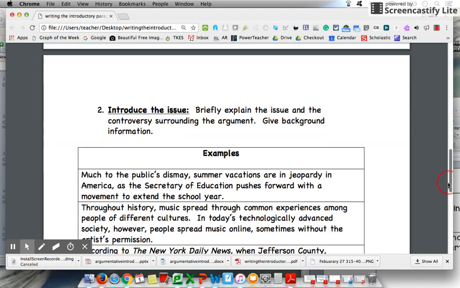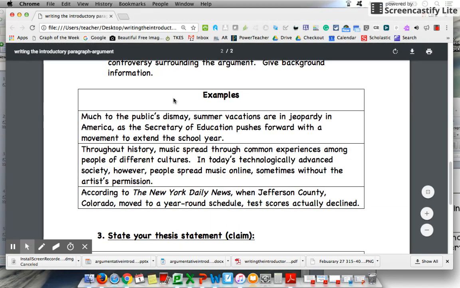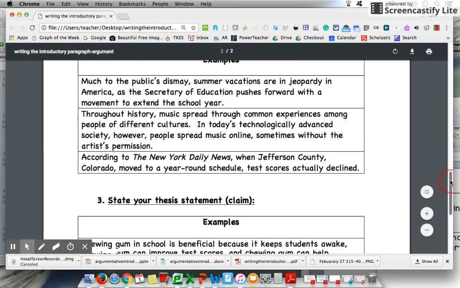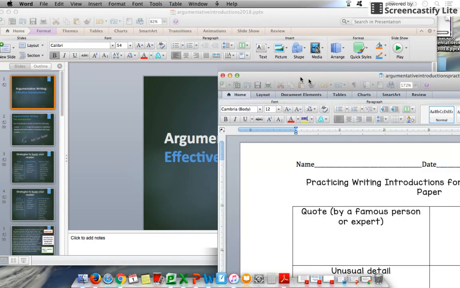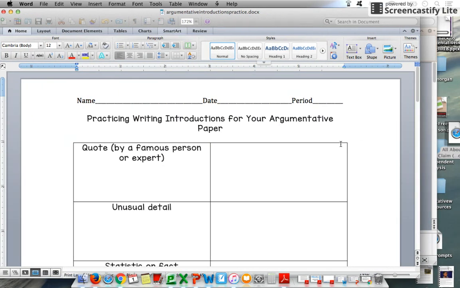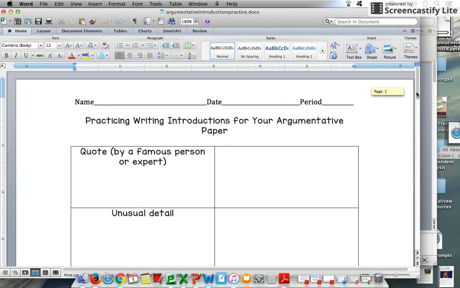Then finally, you're going to introduce the issue. That's the middle paragraph. And here's some examples of that. And then finally, some examples of your claim or your thesis statement. Okay, now after you've looked at all that, you're going to practice with this sheet right here, where you're going to practice writing introductions.